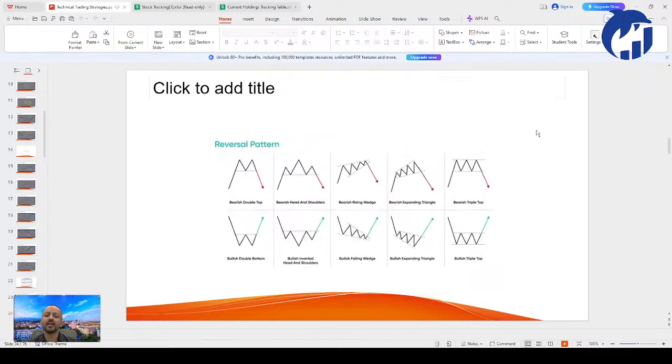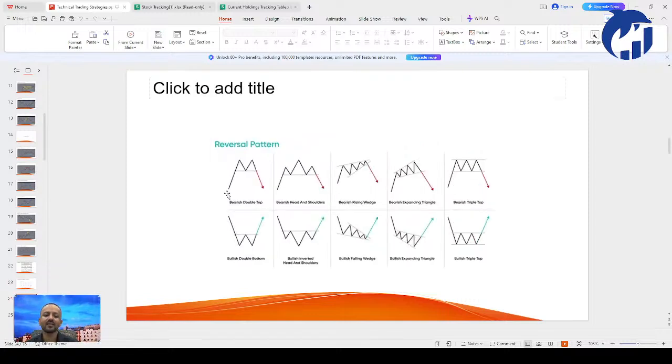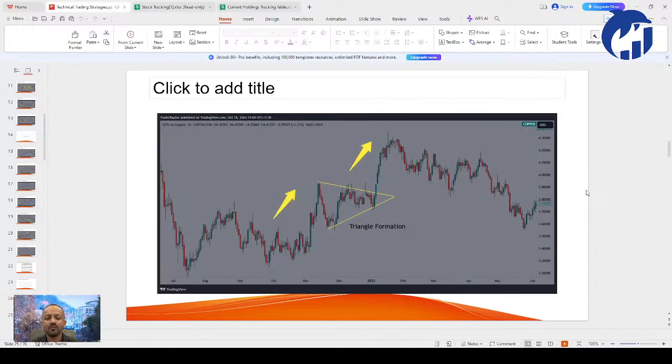Similar to a head and shoulders pattern, we have the double top and triple top. These are reversal patterns. Unlike the previous slide I showed you, where prices continue in the same direction, if the swing was bullish the prices continue bullish, and if the swing is bearish the price continues bearish. For reversal patterns, if the price is bullish, the price reverses from bullish to bearish or from bearish to bullish, correct? These are some of the other examples for reversal patterns.